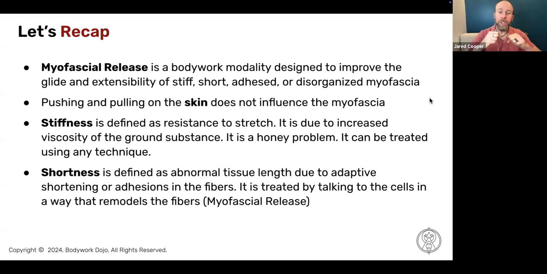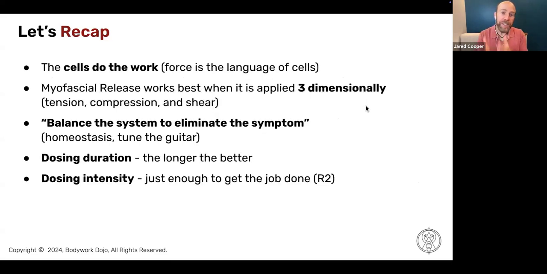Shortness is defined as abnormal tissue length due to adaptive shortening or adhesions in the fibers. And that needs to be treated by talking to the cells, and the cells remodel the tissue. And myofascial release, when done in a three-dimensional way, is the most effective way, in my opinion, to do that. We also learned that the cells do the work. Force is the language of cells. And myofascial release works best and most accurately when it's applied in 3 dimensions: tension, compression, and shear. What do you release? Well, we release the tight strings on the guitar. We want to balance the system to eliminate the symptom.